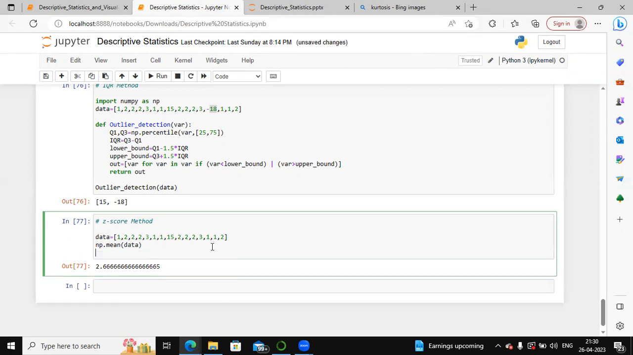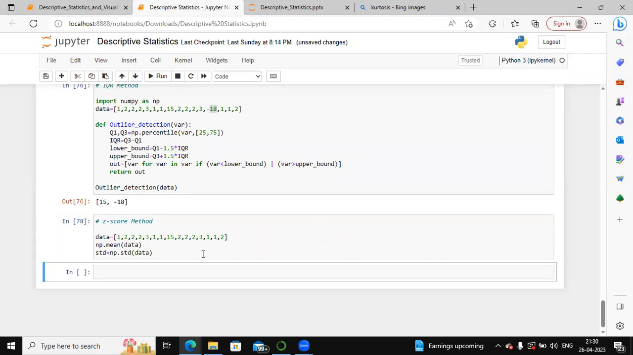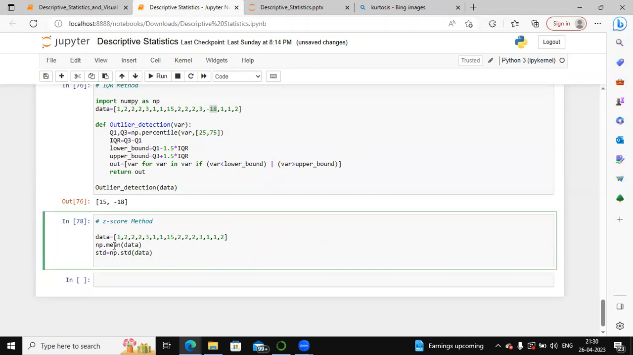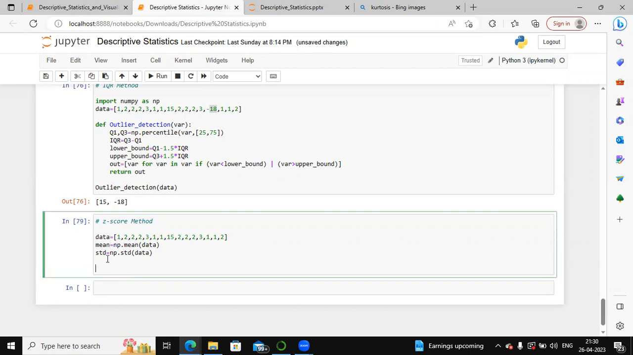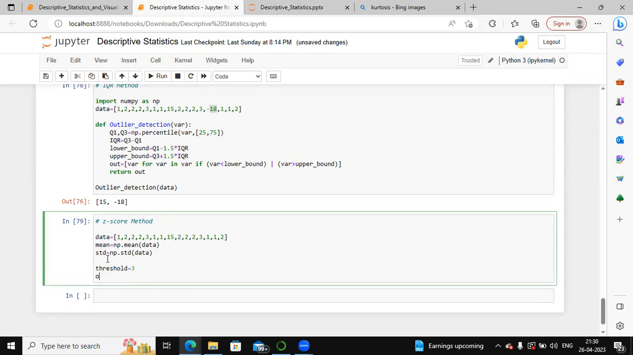So let's find the standard deviation using np.std of data. So we have the mean equal to this much and the standard deviation equal to this much. So let's take the threshold as 3. So let's take an outlier.